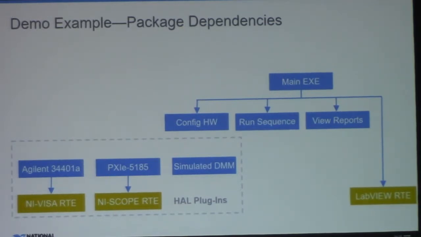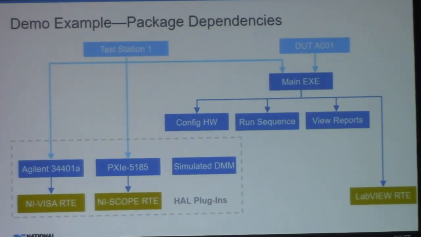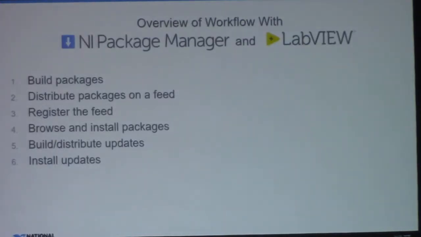Now imagine you take an even step higher, because your end user may not want to know all these different lower level things. All they care about is, I'm testing this DUT, and I'm on test station 1, right? So that's all that they really care to know about. Now what you can do is create packages for those things too, and again, use dependencies to help define, if I'm at test station 1 and I have DUT A001 that I'm testing, these are the different packages that I'm gonna need. Okay? So I'm gonna go through the overview of how that'll all work out.